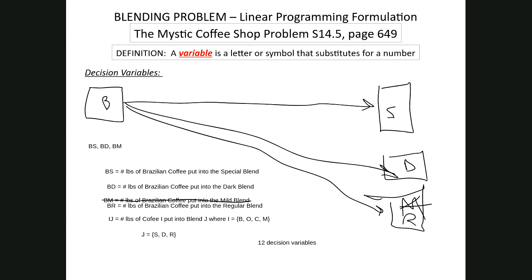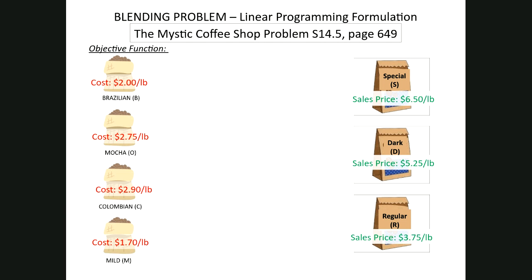All right, now let's look forward. This is the objective function. And this is going to be a little bit different. And so I'm not going to go through every one of these, but I'll go through a couple of these to show you how this works. So let's think about the Brazilian coffee that's going to be placed into the special blend.